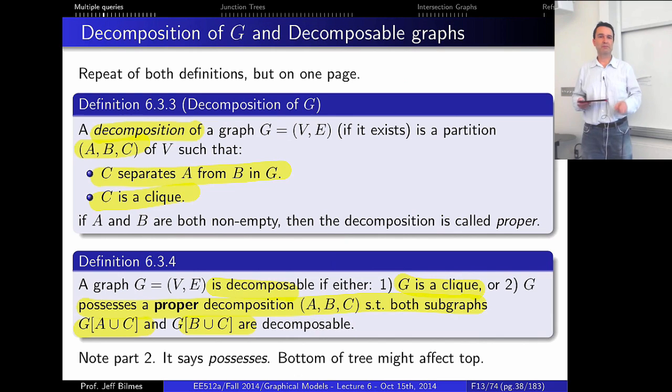That doesn't matter. Yep. Well, could you explain your note part 2 that says possesses comment? Oh, note part 2. Yes.